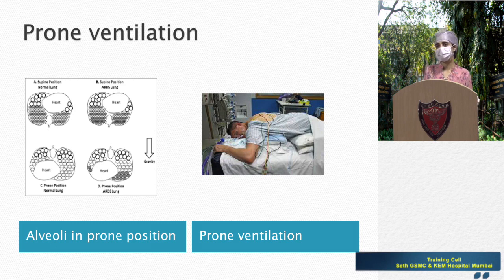This is how a patient looks in prone position. There are two bolsters below the abdomen, below the chest. The hands are well padded. The neck is turned and supported.